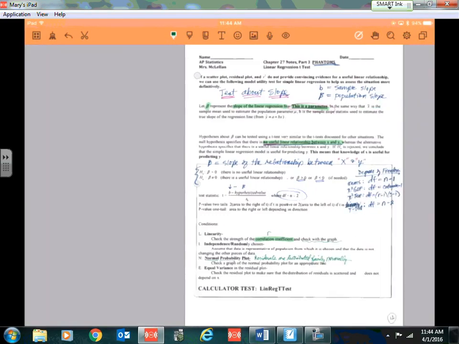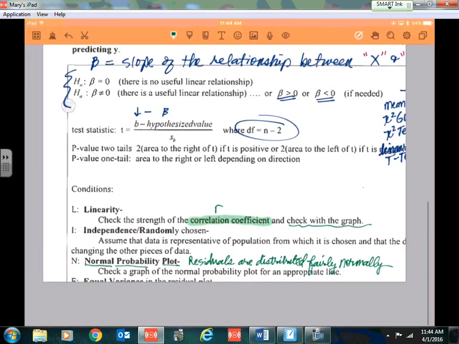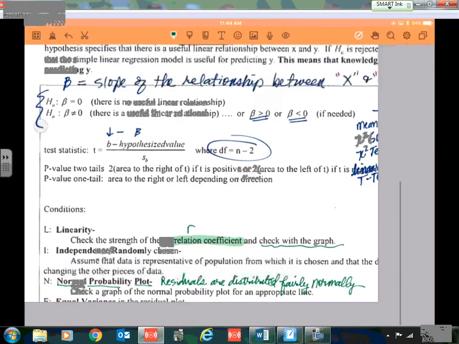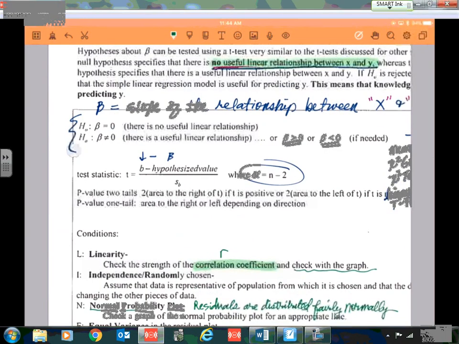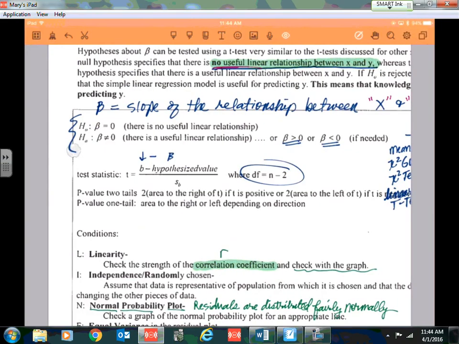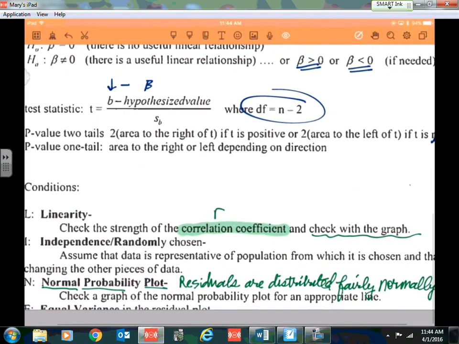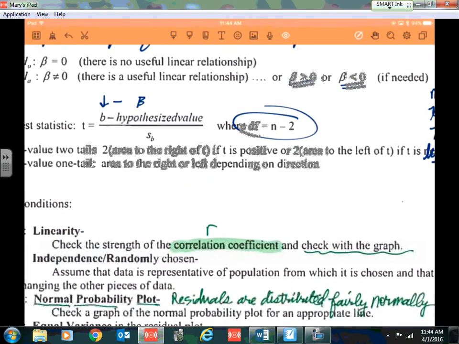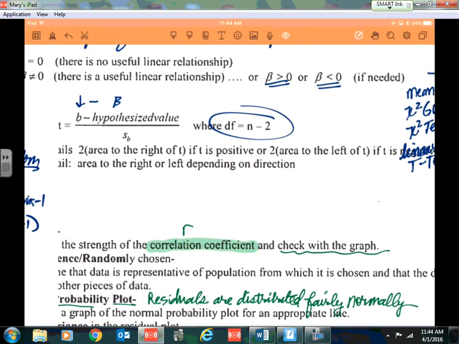All right, and the last condition is equal variance in the residual plot. So equal variance in the residual plot means that if you were to look at a picture of the residual plot, the residuals are spread pretty equally on either side of the prediction line.